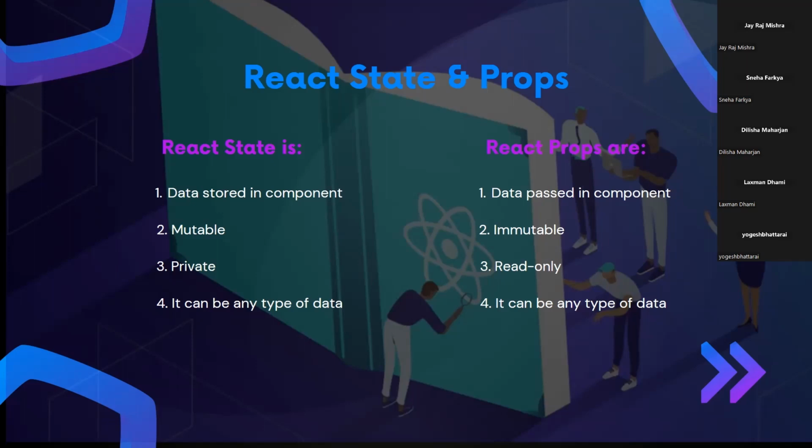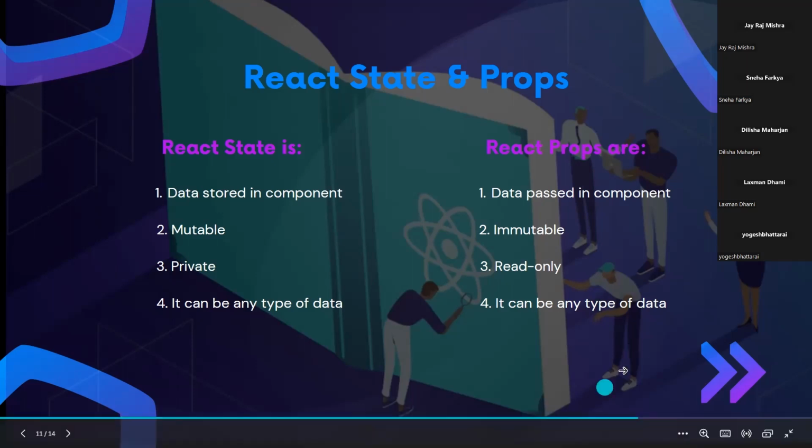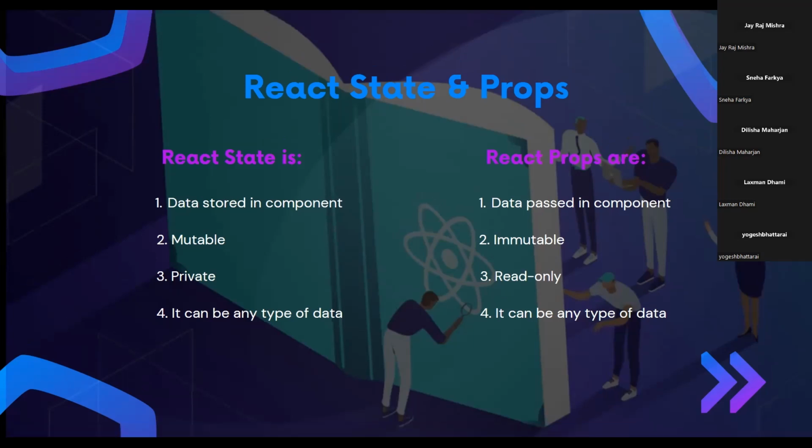For mutability of state, we use hooks. There is a hook called useState. I'll just write the name in the chat. What is the name? useState. Using that hook, we can change or update or copy the state of one component. Let's see it by example.